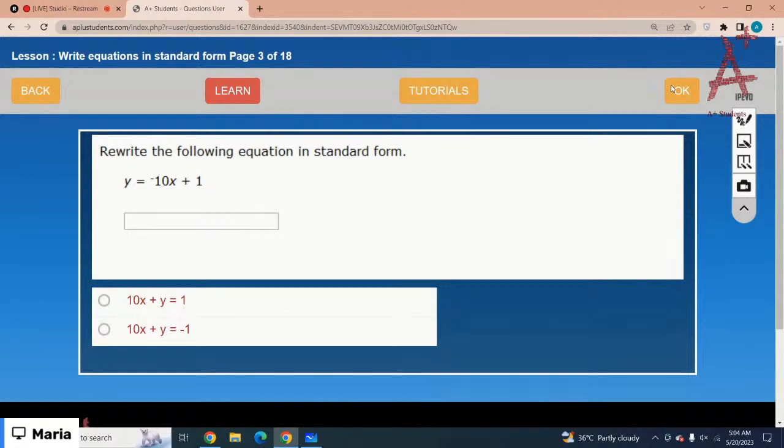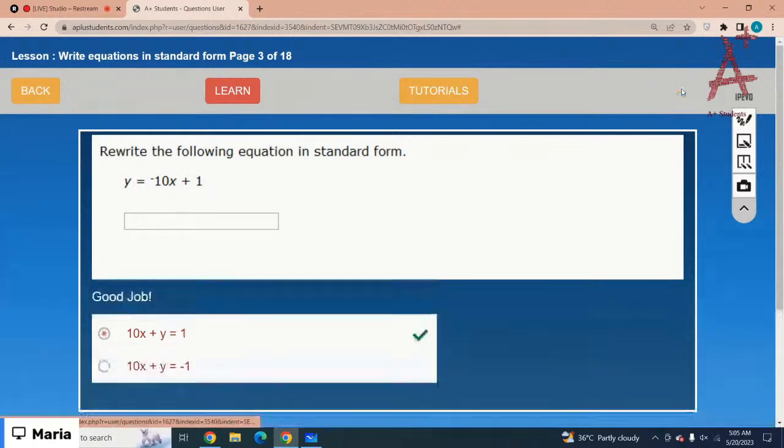Rewrite the following equation in standard form. So which is the correct option? Move negative 10x to the other side, so it would be 10x plus y equals 1. You just have to move negative 10x, so it would be 10x plus y equals 1. Option number 1 is the correct option.